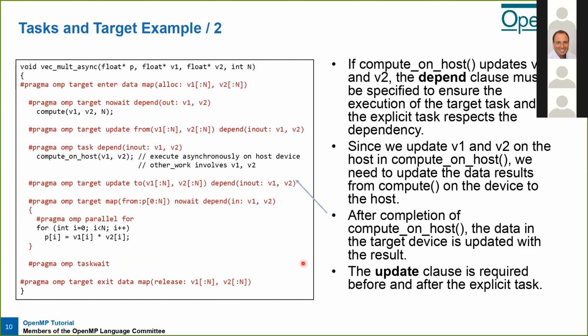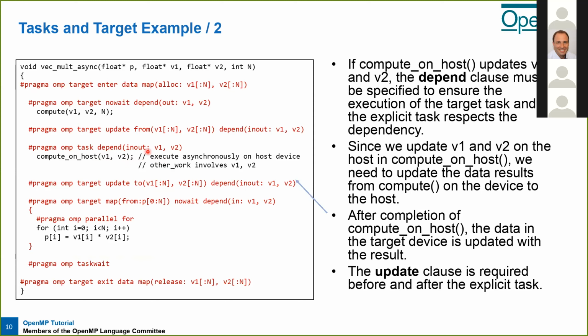In order to make it clear, now we have a minor complication. Again, we have a target enter data with the allocation of V1 and V2 on the device. Target no wait provides V1 and V2. Okay, no difference here. Now this task on the host depends on V1 and V2. So that means we have to have data back from the device.